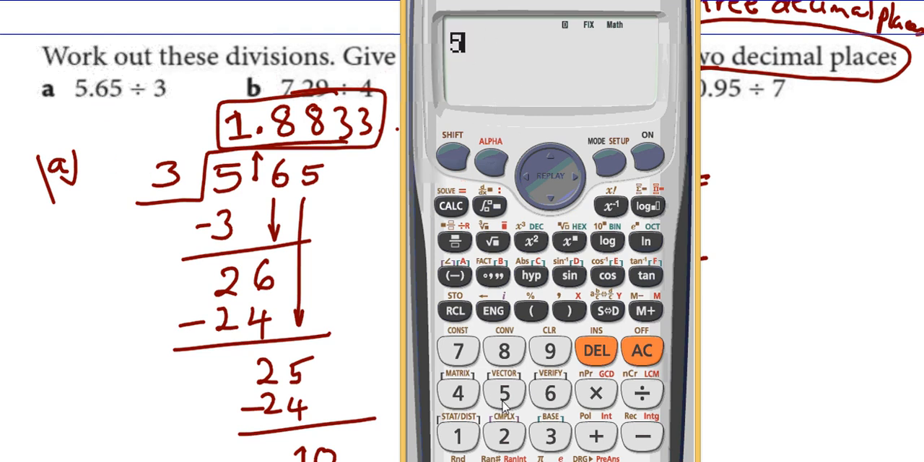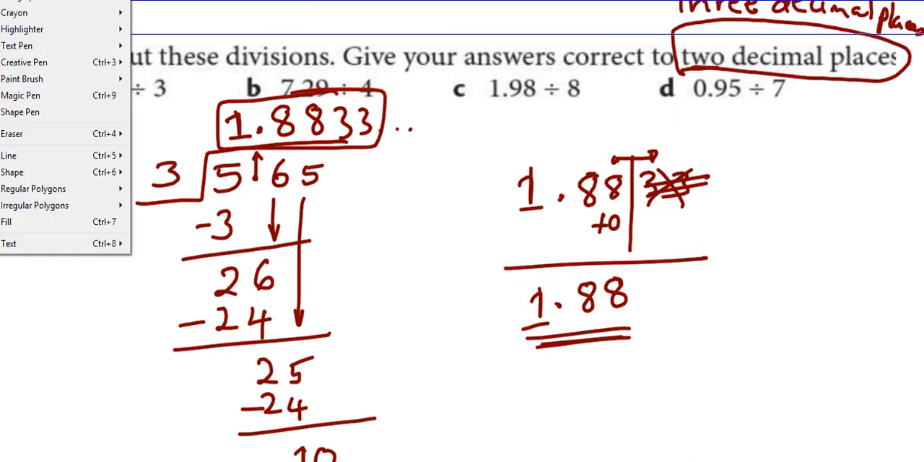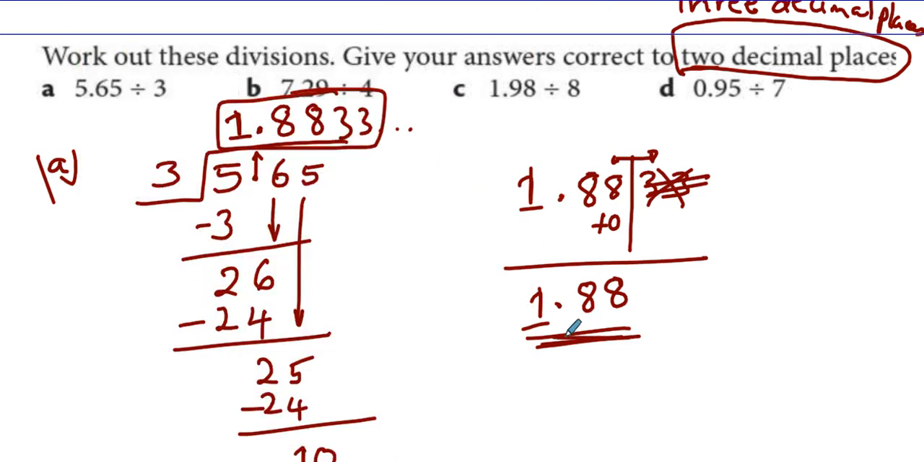So then this is 5.65 divided by 3. When you hit equals, because the calculator is already in fixed mode, it will give you the answer correct to 2 decimal places. Can you see that? 1.88. And this is the answer which we got over here, 1.88.